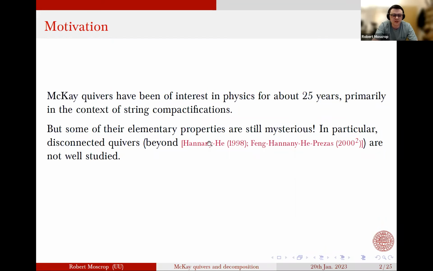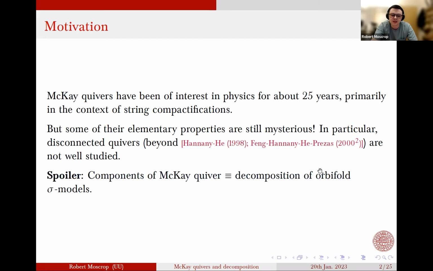And as a spoiler, in case anyone just wants to cut to the chase, the components of a McKay quiver, you can give them definitive geometric meaning just by looking at the decomposition of these orbifold sigma models. So this talk is going to be vaguely in three parts. I'm going to review McKay quivers for those who haven't seen them before, then review a little bit of this decomposition, and then show the link and show some examples. And if I run out of time, hopefully it's a good review of the first two things.